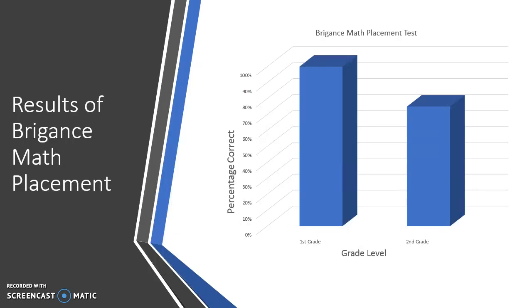Results of Bryant's math placement. These results show that the child that took this Bryant's math placement is proficient with first grade math, but is not yet proficient in second grade math. However, this child is in second grade, so I believe that this is a good placement currently for this child, as he is not quite done with school yet.